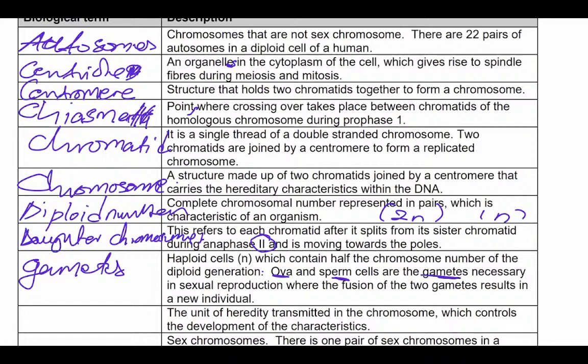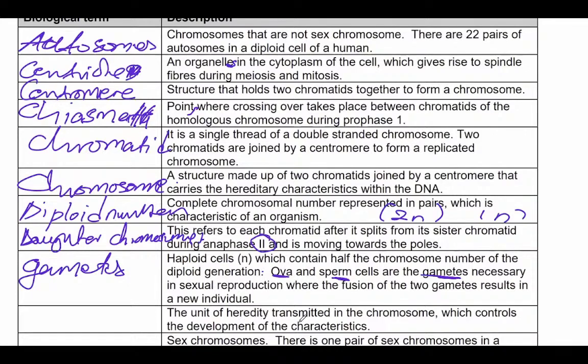And then you also have gametes in plants. Yes, because they are not saying it is in humans. So gametes are haploid cells which contain half the chromosome number of the diploid generation. See, it makes much better sense.